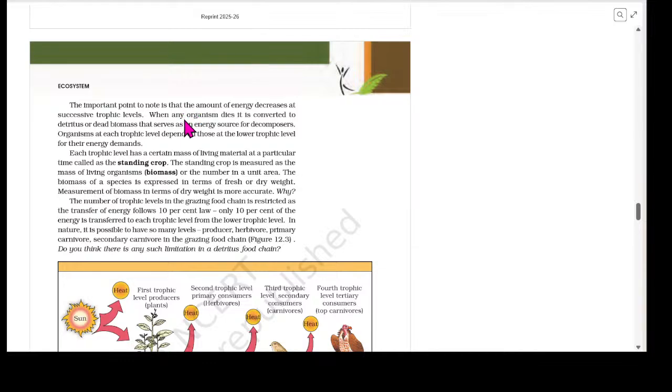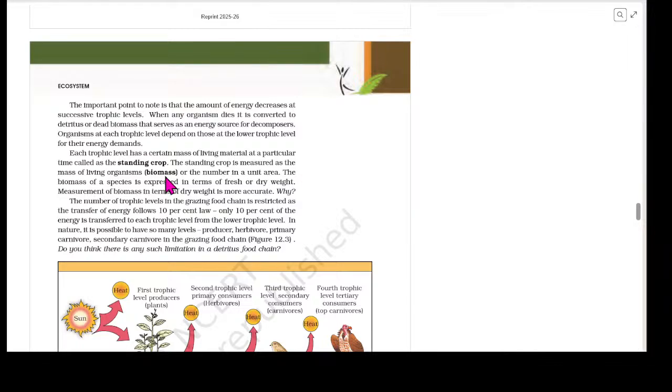When any organism dies, it is converted to detritus or dead biomass that serves as an energy source for the decomposers. Organisms at each trophic level depend on those at the lower trophic level for their energy demands. Each trophic level has a certain mass of living matter at a particular time called the standing crop. The standing crop is measured as the mass of living organisms or biomass or the number in a unit area.